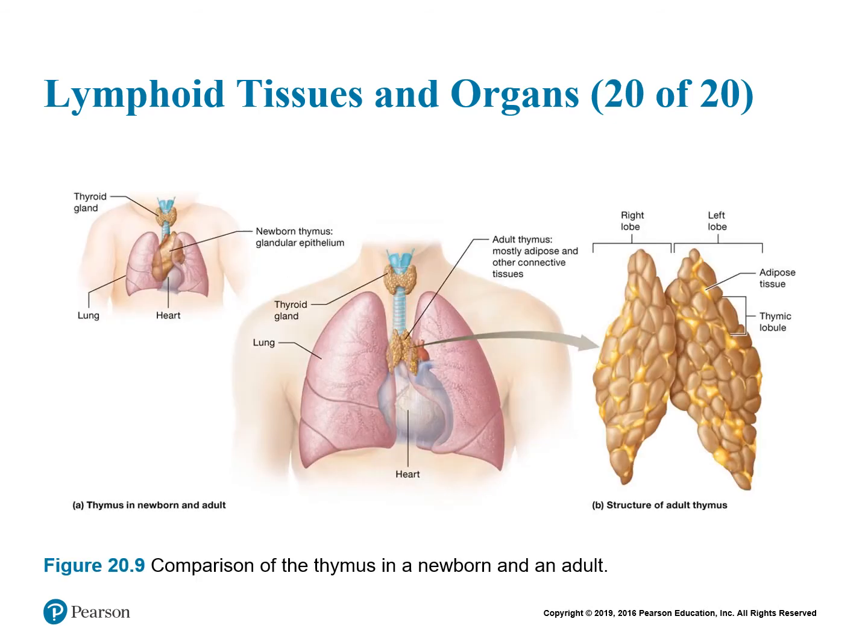Again, this is an image of what that looks like. Again, you have adipose tissue throughout. And again, as you get older, a lot of this area does get replaced by some of that fatty tissue.